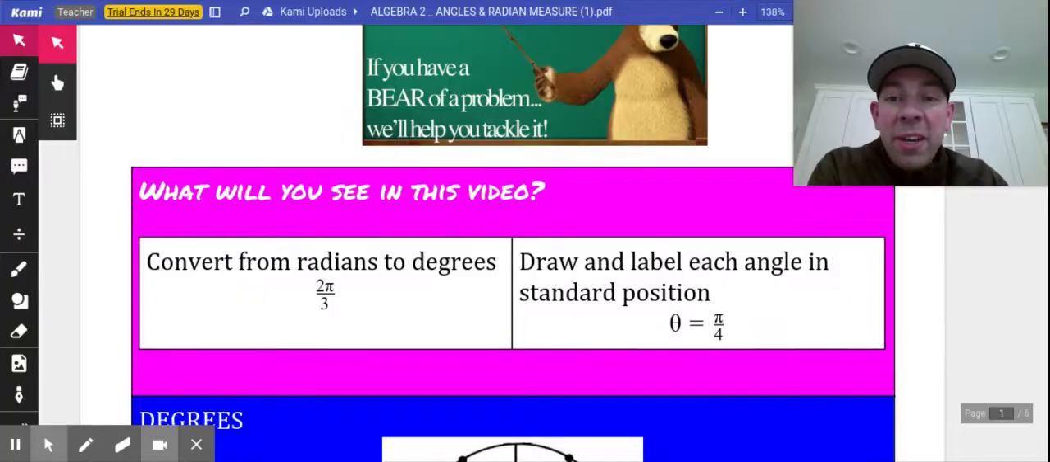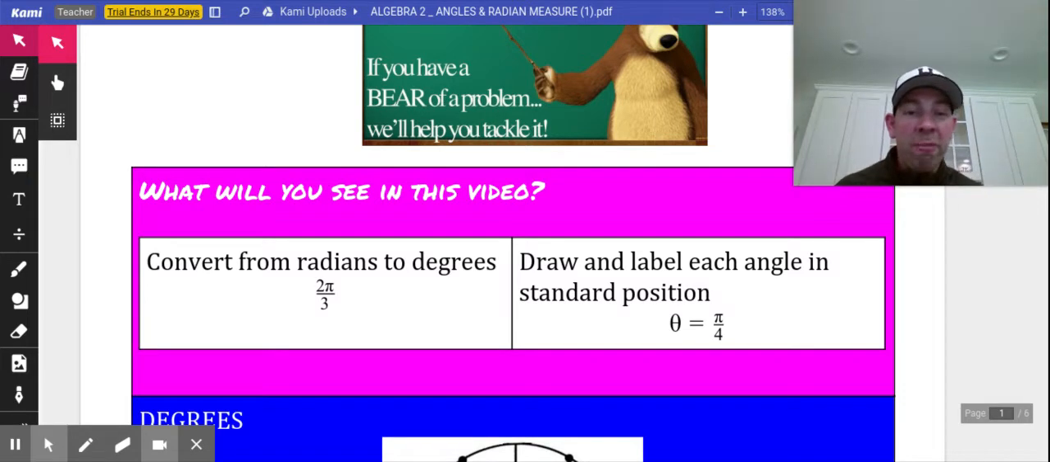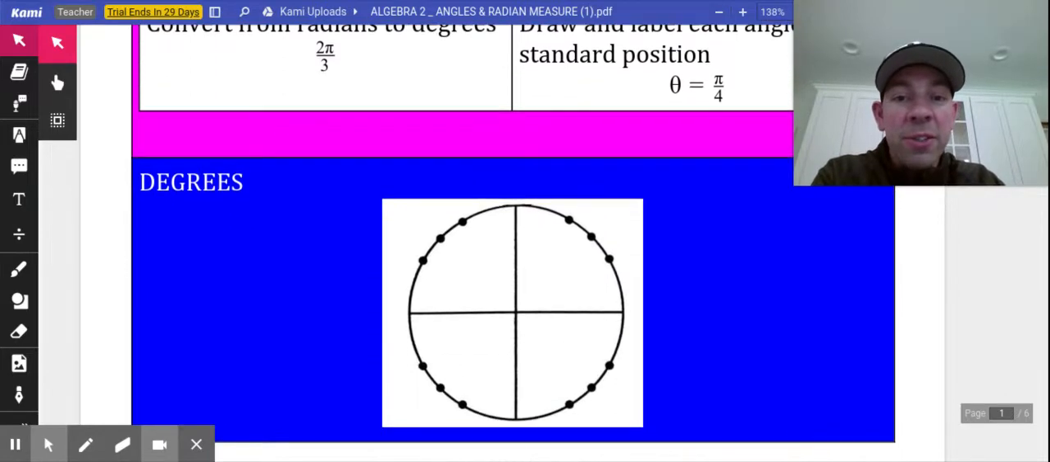So what we're going to see today is we're going to focus on taking an angle, like this one in radians, 2 pi over 3. We're going to convert it to degrees, or we may do the opposite of that. And we're also going to do a lot of drawing and just making sure we can visualize and feel comfortable seeing these angles in action.